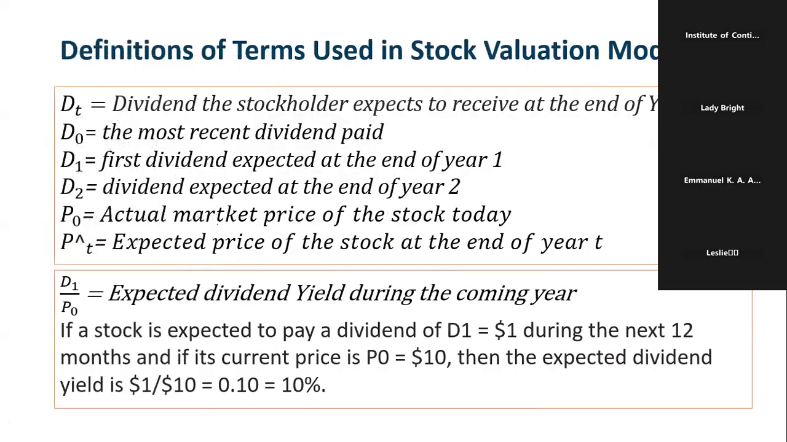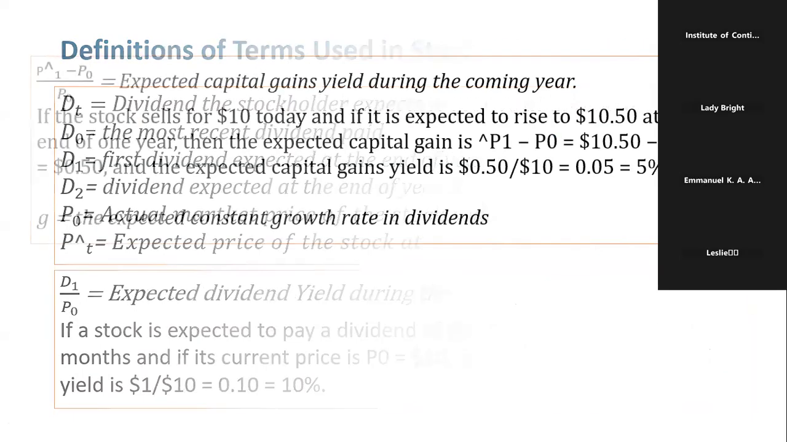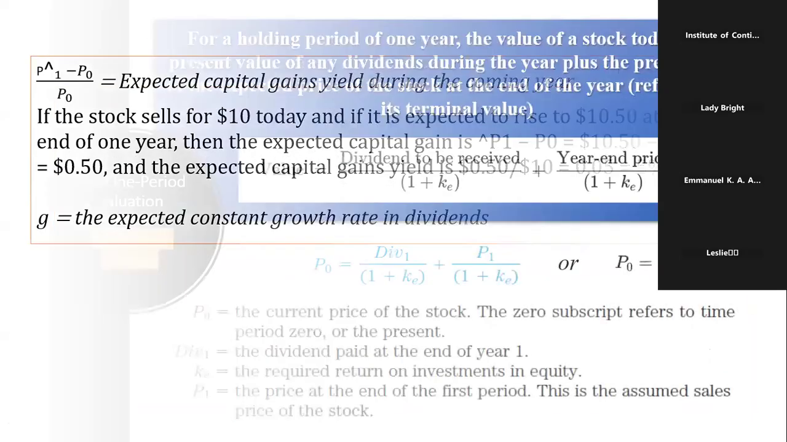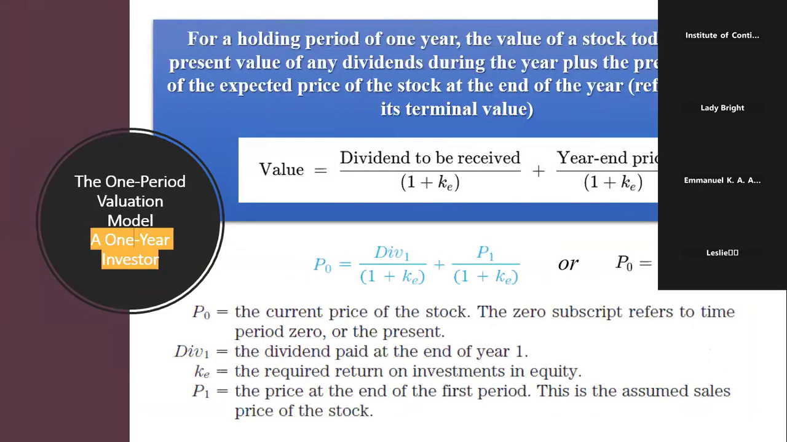When you see D2, D1, you know, dividend at year 1, dividend at year 2, and that is how it goes. Okay. Now, let's go into the 1 period valuation.